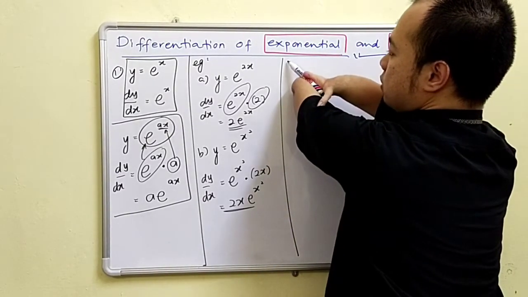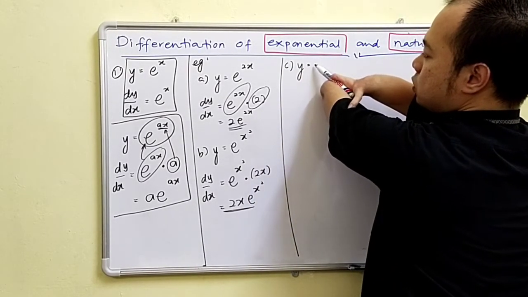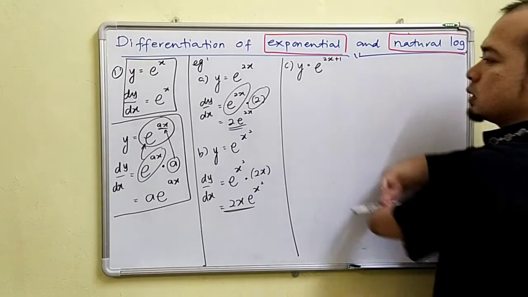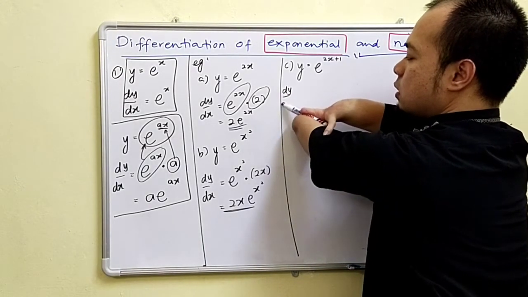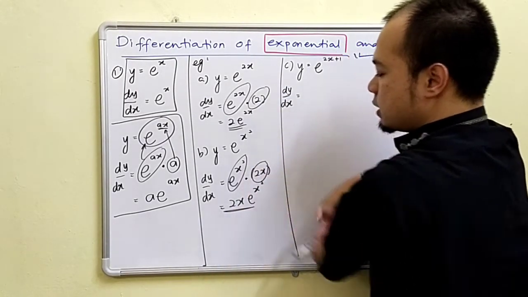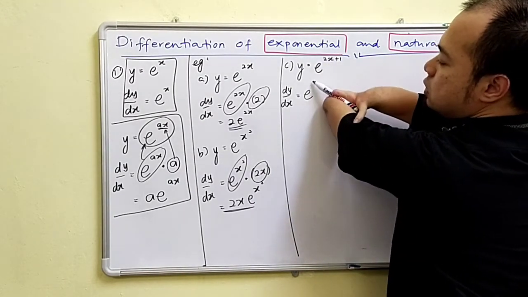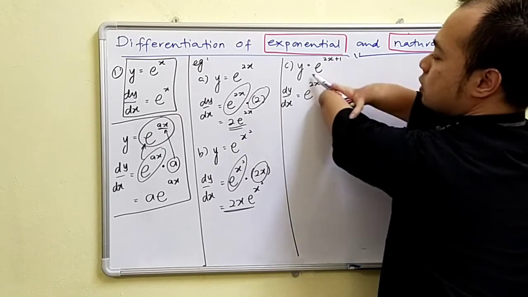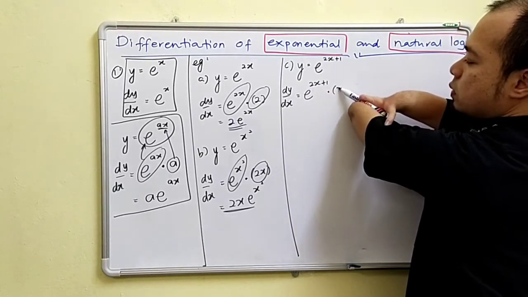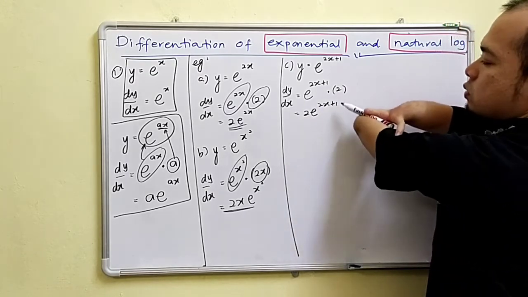Another example, example C. We have y is equal to exponential of 2x plus 1. How to find dy over dx? Exactly the same as the previous example. Use outside and inside. Look at the function first: this is an exponential function, so e to the 2x plus 1 is the outside. Inside, differentiate the power. The power is 2x plus 1; differentiating it you will get 2. So the answer is 2e to the 2x plus 1.